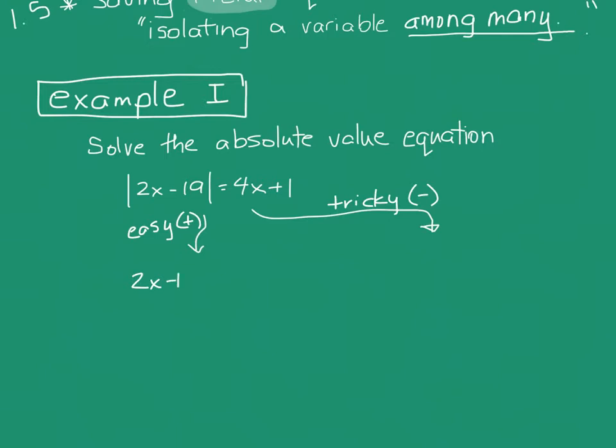2x minus 19 equals 4x plus 1. Notice again, the absolute values are dropped, so now we can go ahead and solve for x. In this case, I'm going to subtract 2x from both sides to put my like terms together. This gives me 2x on this side. The plus 1 is here, and the 19 is left on the other side. Don't forget, it is a minus 19, which means that the 19 is a negative value.